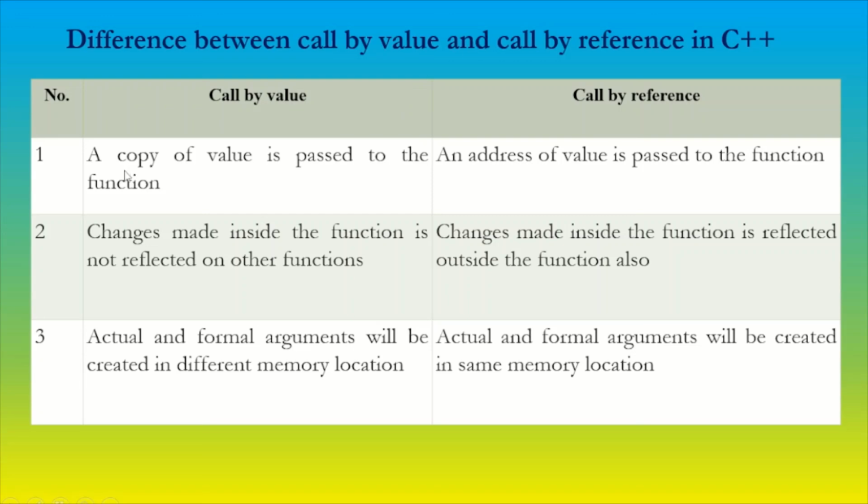The comparison between these two: in call by value, a copy of the value is passed to the function. That means a copy of the values is passed to the function arguments. In call by reference, the address of the value is passed to the function. In call by value, the changes made in the function are not reflected back. In call by reference, the changes made inside the function are reflected outside the function also.